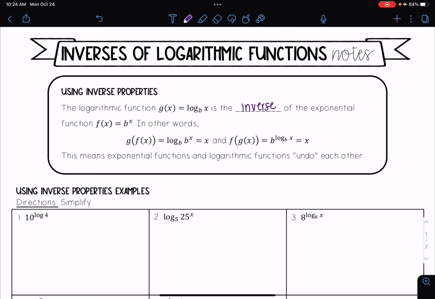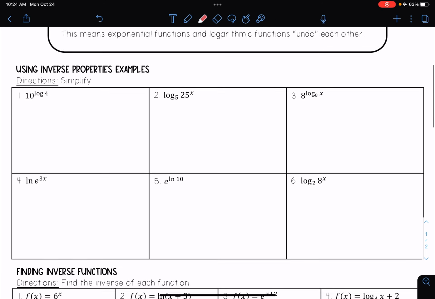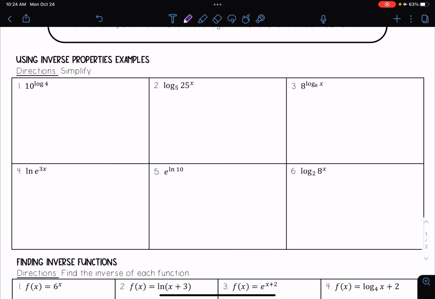So for instance, for log base b of b to the x, the log base b and that base b cancel each other out to just get x. Same if I'm raising b to the log base b, those cancel each other out and I get just x. So let's look at some examples of using those inverse properties.